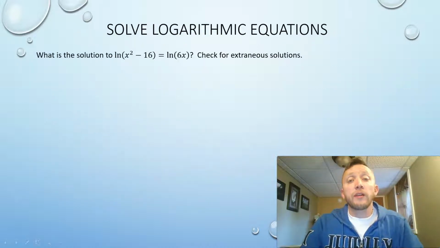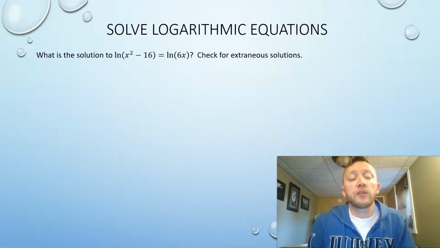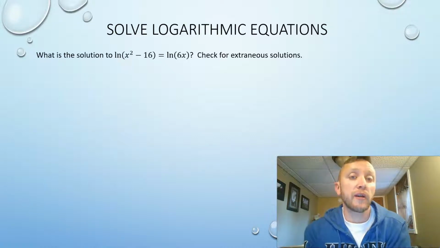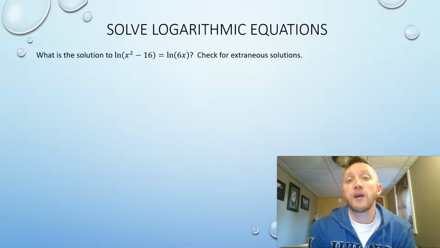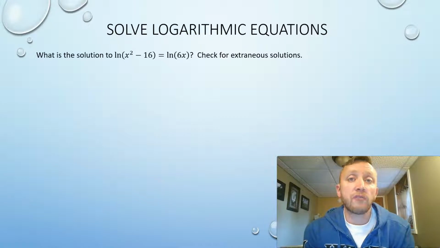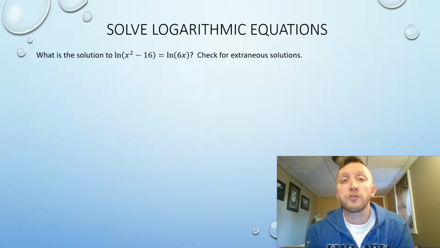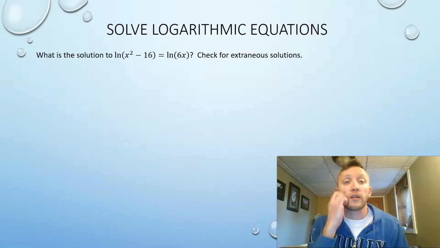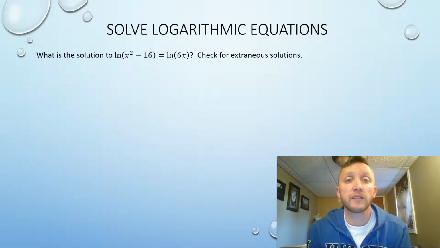All right, so now let's look at this next problem. Let's look at the instructions here. It says, what is the solution to the natural log of the quantity x squared minus 16 equals the natural log of 6x? After that, it says to check for extraneous solutions. Now, for all of the equations we've been solving, you should be checking your answers just to make sure that it makes a true statement, or make sure that it's correct.